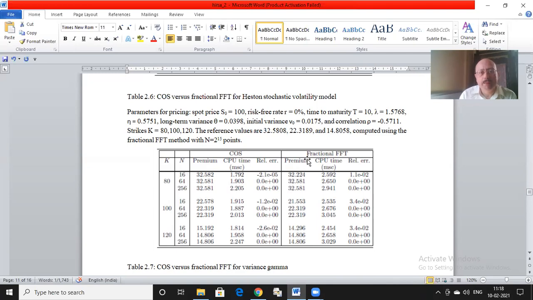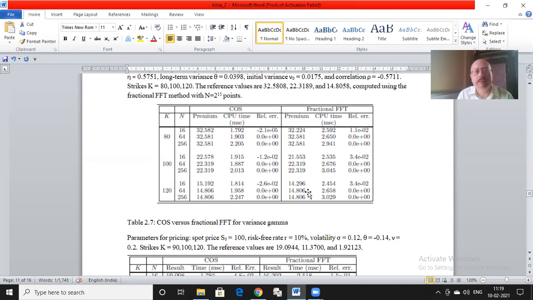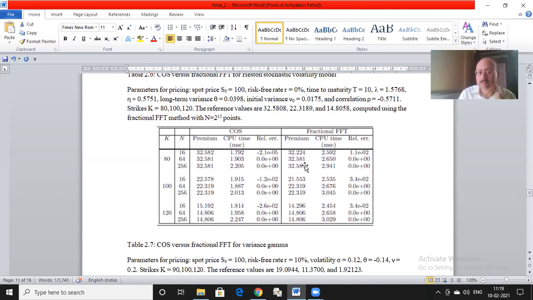And again, you can see that for n equal to 64, the cosine method is already pretty close to the theoretically correct value, but so is the fractional FFT. So now for Heston models, the advantage in terms of computational correctness is not different anymore. Both the cosine method and the fractional FFT method get to the correct value, quote unquote correct value, at about the same time.